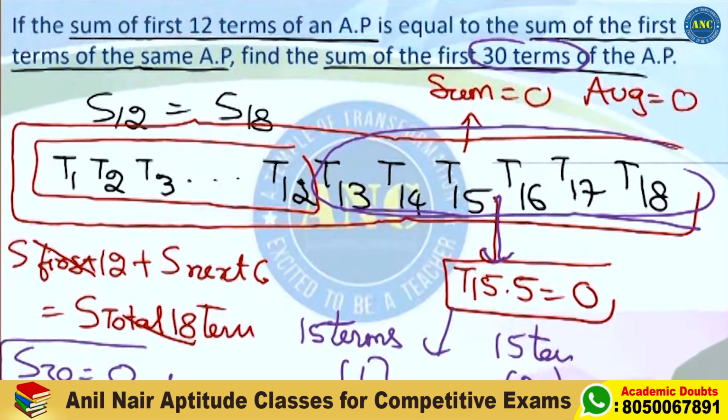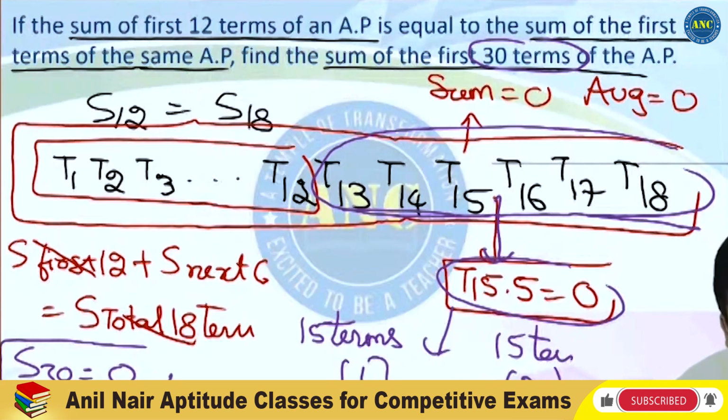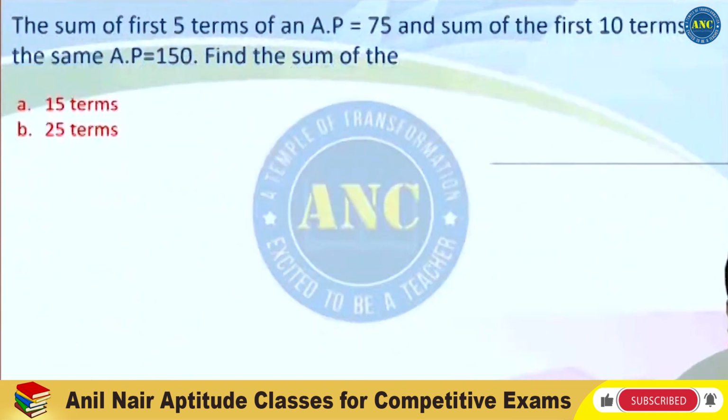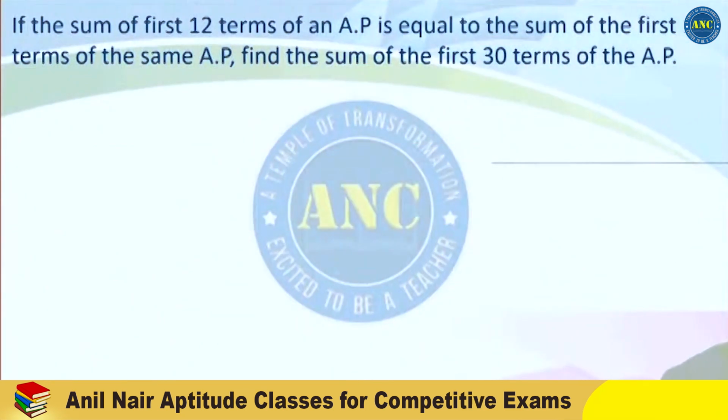Sum of 30 terms is 15 to the left, 15 to the right. Middle value is nothing but 0. T15.5 is nothing but 0. Average is 0, sum is nothing but 0. Answer for this question is big 0.